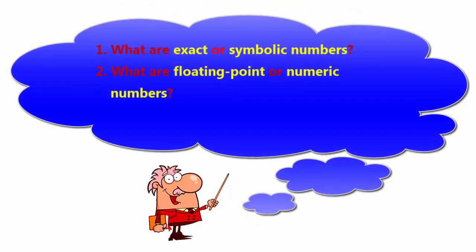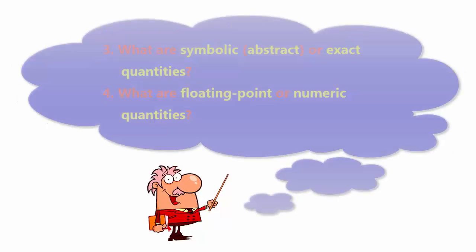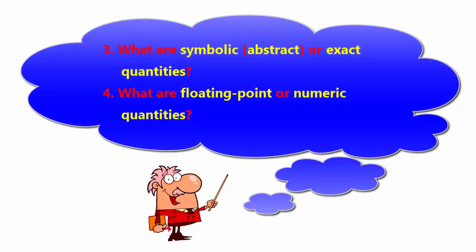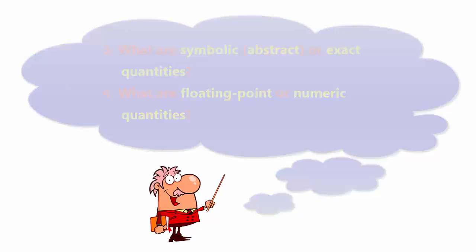1. What are exact or symbolic numbers? 2. What are floating point or numeric numbers? 3. What are symbolic, abstract, or exact quantities? 4. What are floating point or numeric quantities?